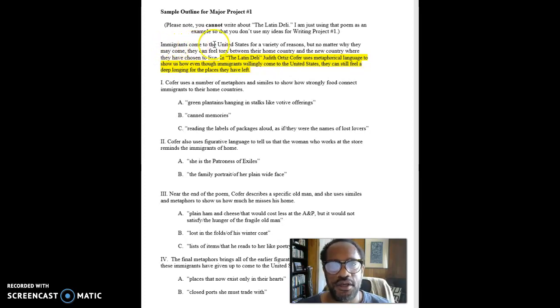It says, immigrants come to the United States for a variety of reasons, but no matter why they may come, they can feel torn between their home country and the new country where they have chosen to live.